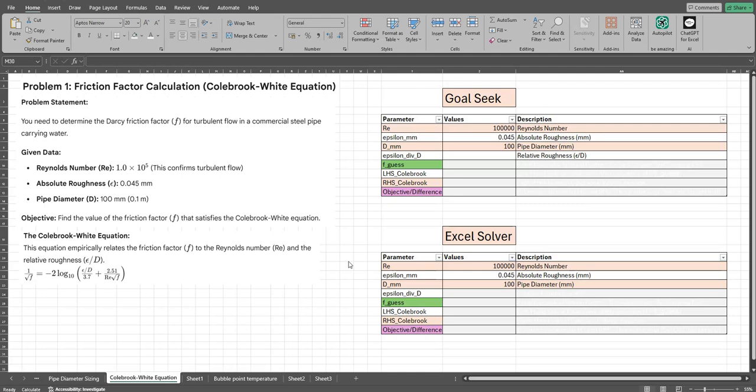Today I am going to calculate the friction factor using the Colebrook-White equation. Here is the problem statement. You need to determine the Darcy friction factor F for turbulent flow in commercial steel pipe carrying water.